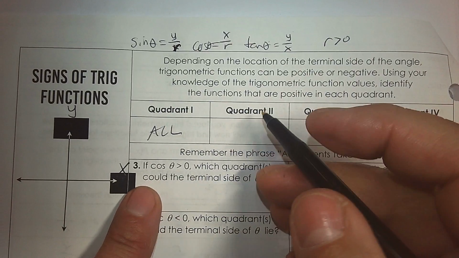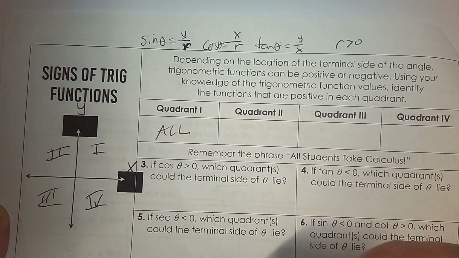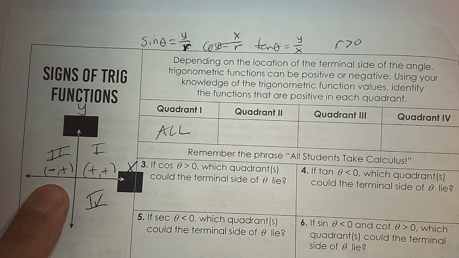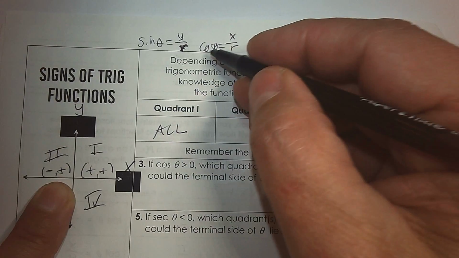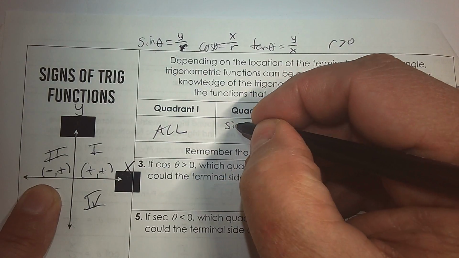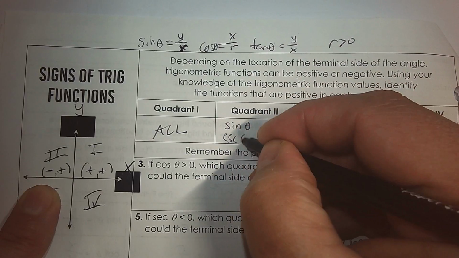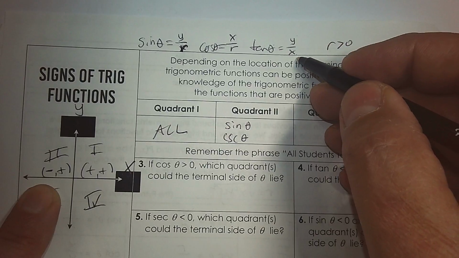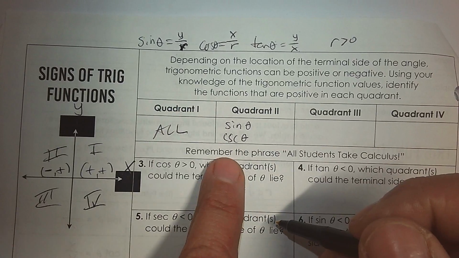In quadrant 2, just to remind you of the quadrants, x is negative and y is positive. So if x is negative, which one is positive in quadrant number 2? Not cosine or its reciprocal, so sine is positive. And what else is positive is its reciprocal, cosecant. But tangent is not, because when you go positive divided by negative, it's a negative answer. So the only two that are positive in quadrant 2 are sine and cosecant.